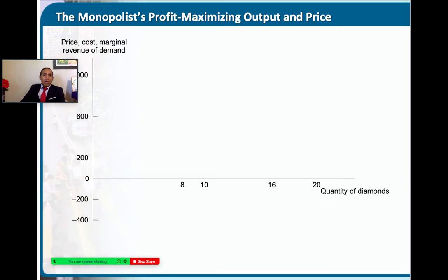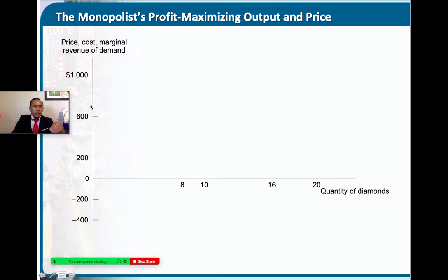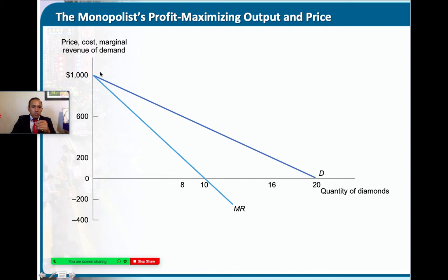So when we're looking at the monopoly situation, let's take a look at the case of diamonds. We can produce 8, 10, 16, or 20 diamonds. And for this scenario, we have a $1,000 diamond, $600 diamond, or $200 diamond. Diamonds cost a certain amount of dollars to produce, and consumers demand diamonds for engagements, and they generate some revenue for the firm. So we have the following demand for diamonds, which is the downward sloping demand curve, and we have the marginal revenue curve, the light blue curve, that is also downward sloping.